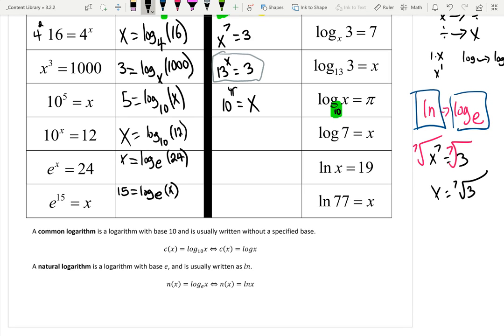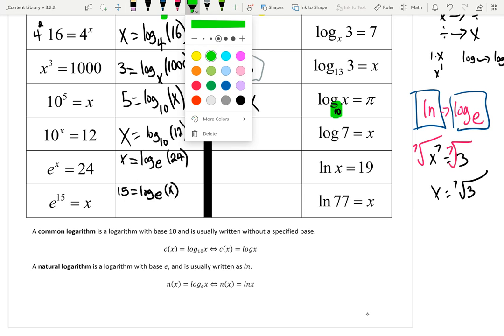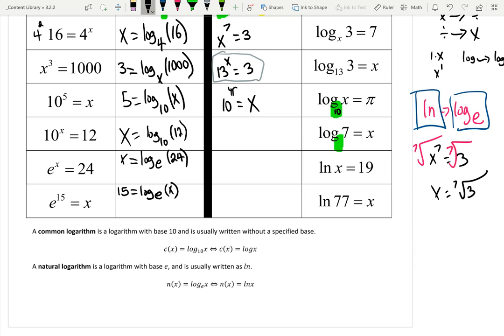Looking at the right, I see log of 7 equals x. Right away, I see that there is no number written for the base, so I am going to assume that it is log base 10. So now I'm going to write it with my base: 10 to the x is equal to 7. Which form is more useful? I'm definitely going to say this one, because it actually gives me a value for x. I'm going to jump down to the next one.